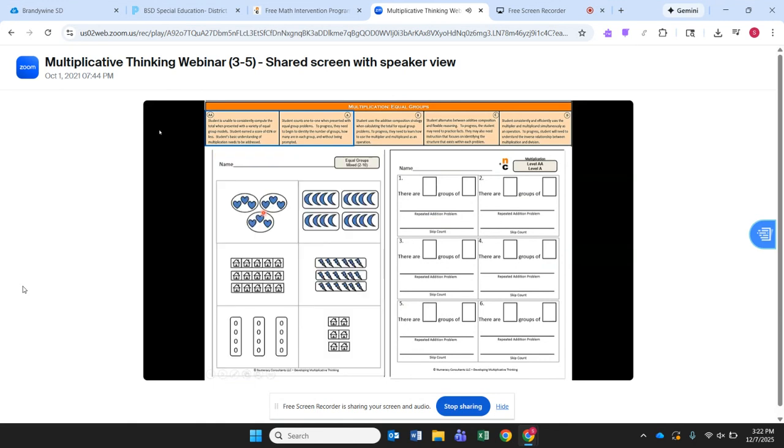So they're going to go through, and this would be their groups. How many groups are there? There's 3 groups here with 3 in each group, 3 plus 3 plus 3. And again, for skip counting, we have skip count by 3s, 3, 6, 9. And this is what using the lessons for level A would look like.